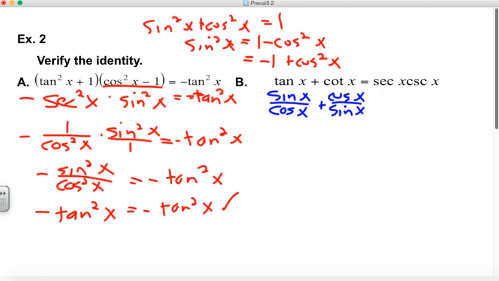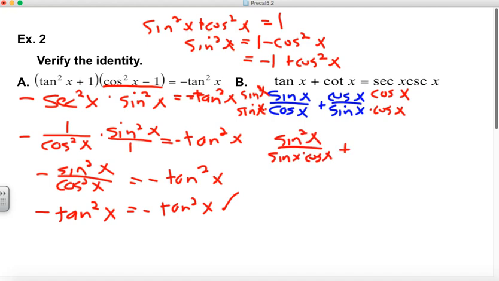So the denominator here is cosine, so we need to multiply it by sine, because that's the denominator of the other fraction. Multiply the other numerator by sine. And then this denominator gets multiplied by cosine of x, and the numerator, of course, by cosine of x. So now the left fraction is sine squared of x over sine x cosine x. And then the second fraction is cosine squared x over sine x cosine x.